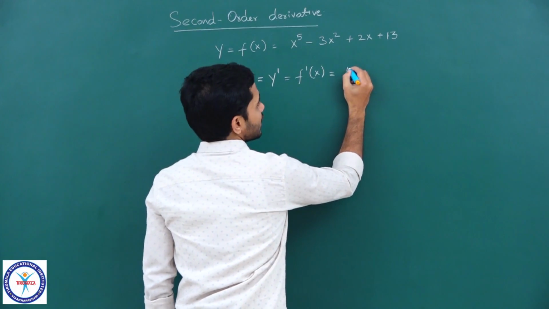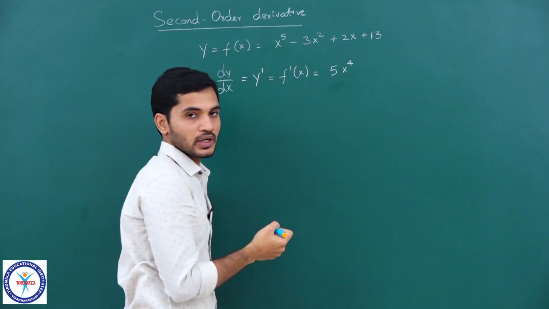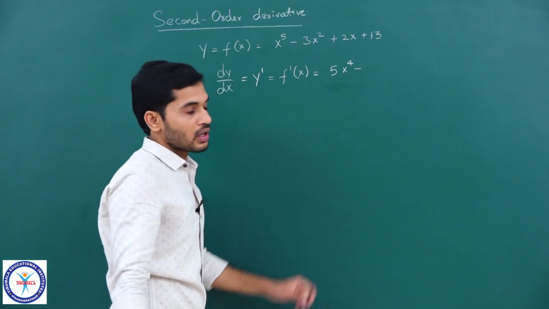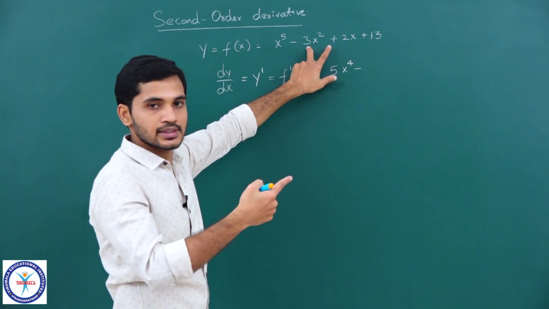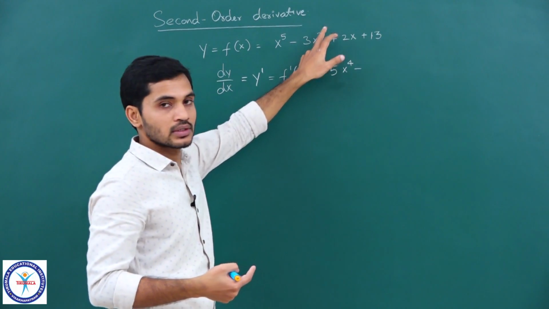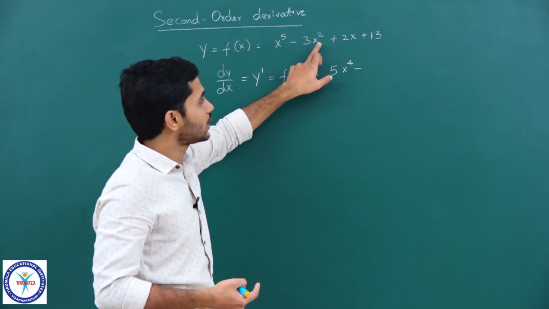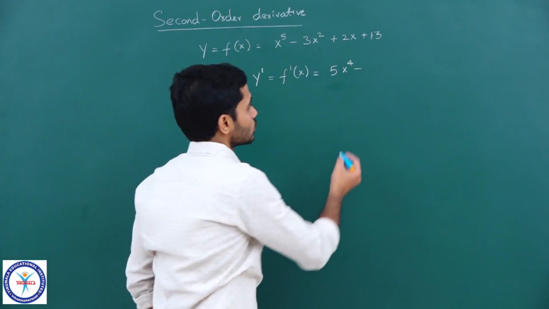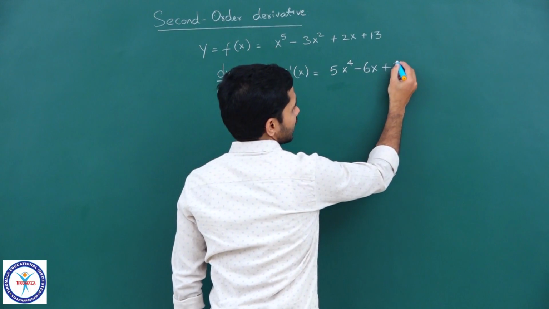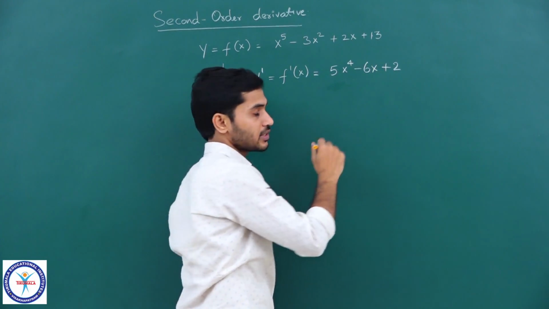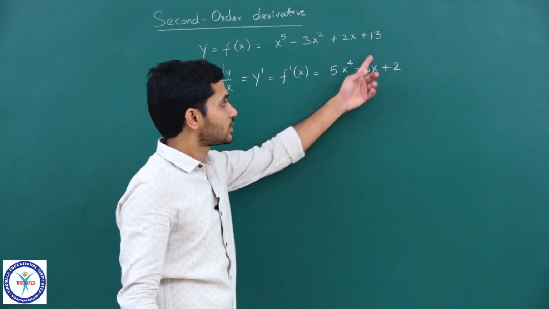X power 5, the derivative is 5 into x power 5 minus 1, that is 4, minus 3 into the derivative of x square, which is 2x. 2 comes to the front, power decreases by 1. So, 3 into 2x is 6x, so minus 6x. Now, differentiation of 2x: the derivative of x is 1, so just 2, and the derivative of 13 is 0 because it is a constant.